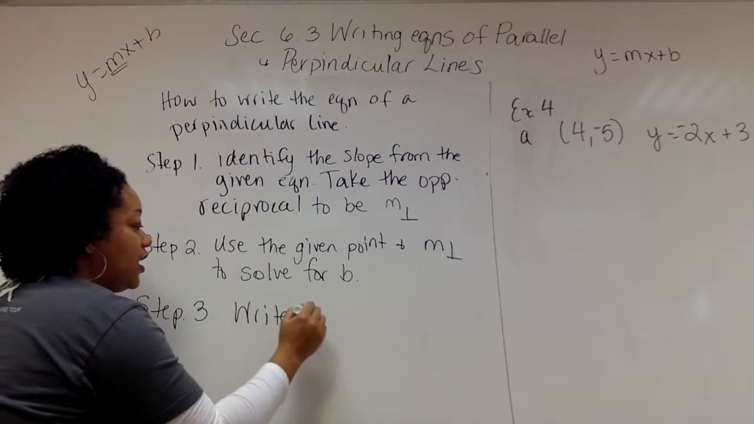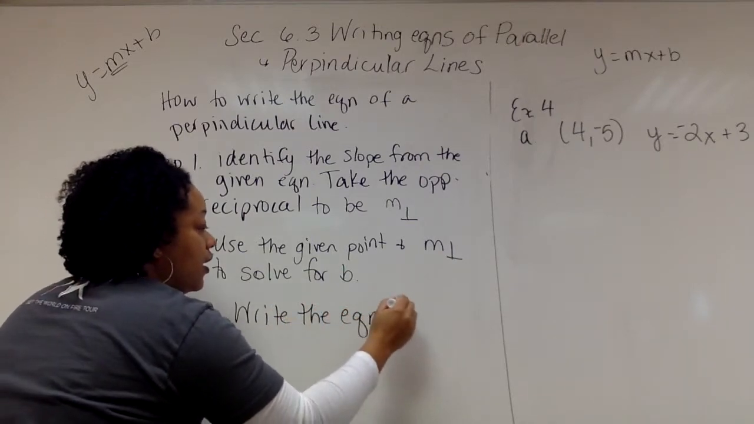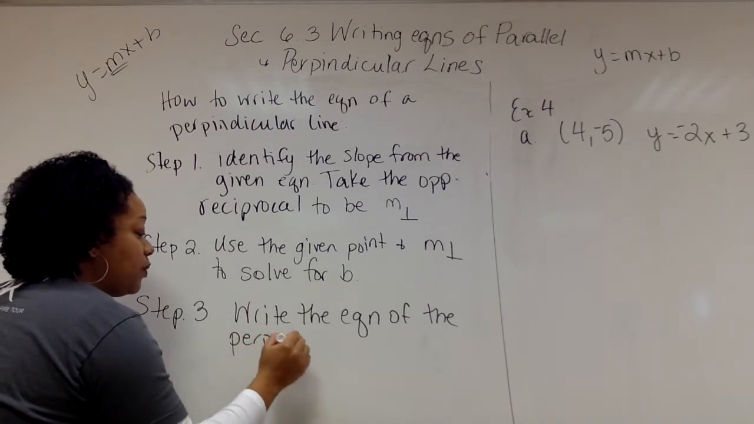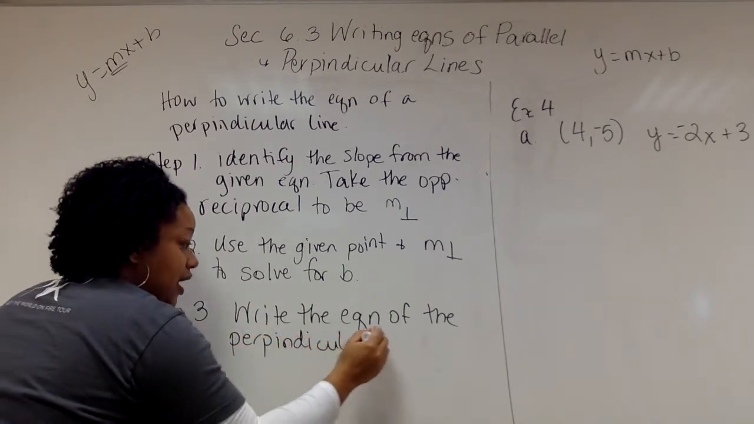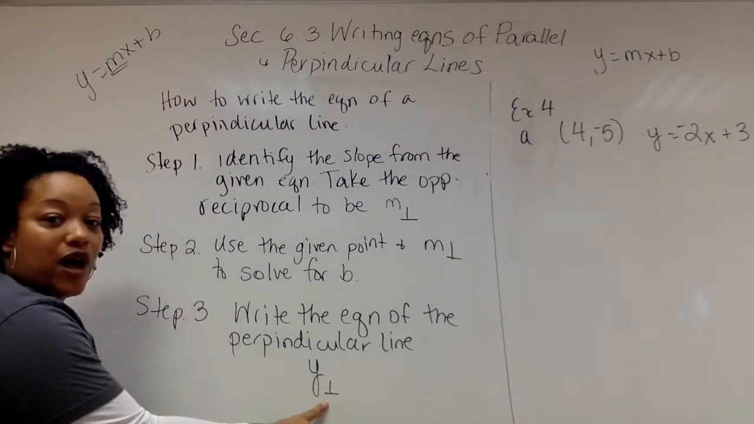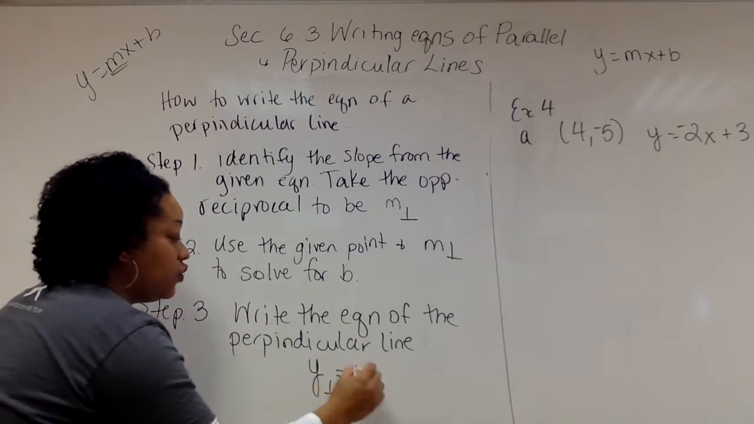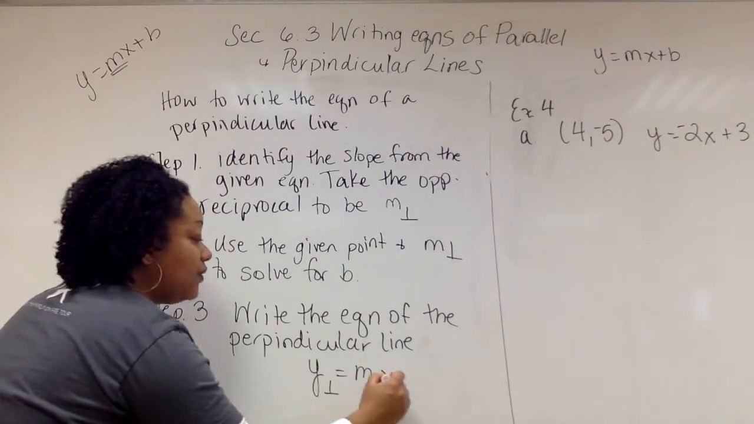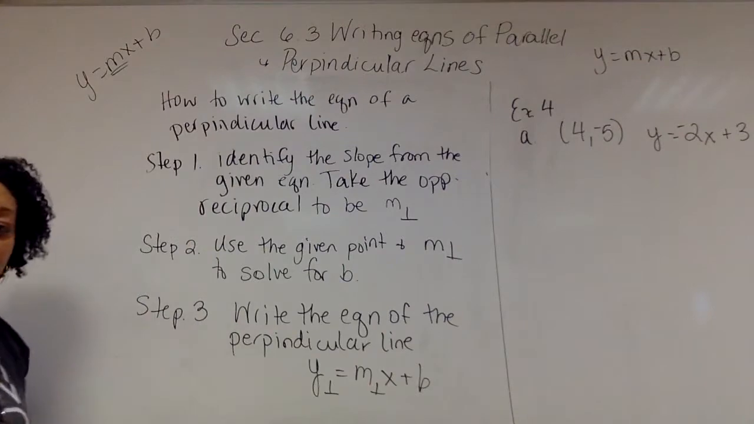Write the equation of the perpendicular line, okay? And because we're dealing with the perpendicular, I'm going to write that little sign with my y and then set it equal to whatever that opposite reciprocal is, that's going to be your value right there, times x plus the b that you found, okay?